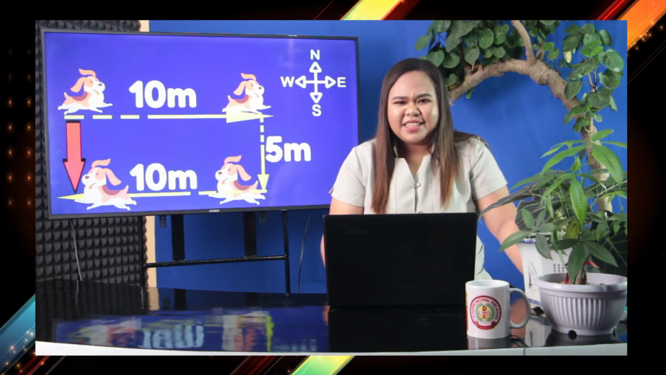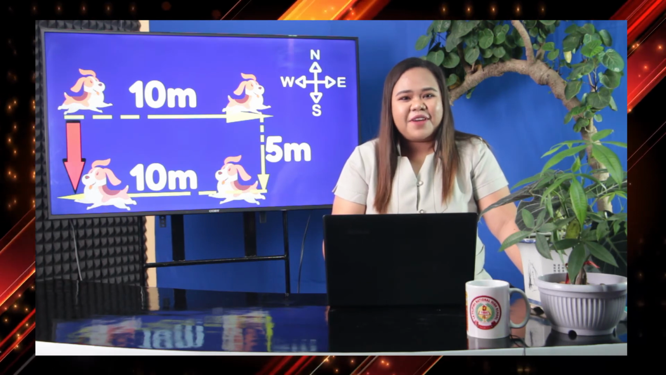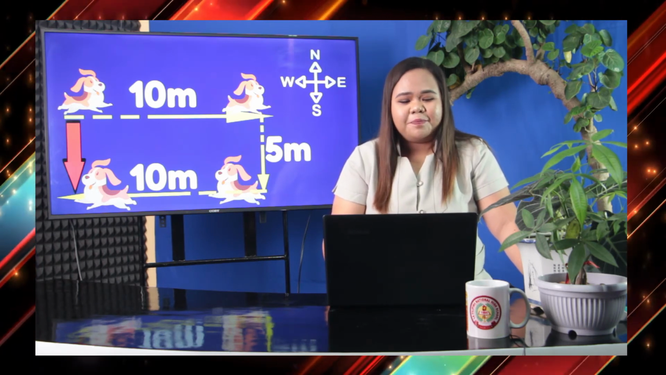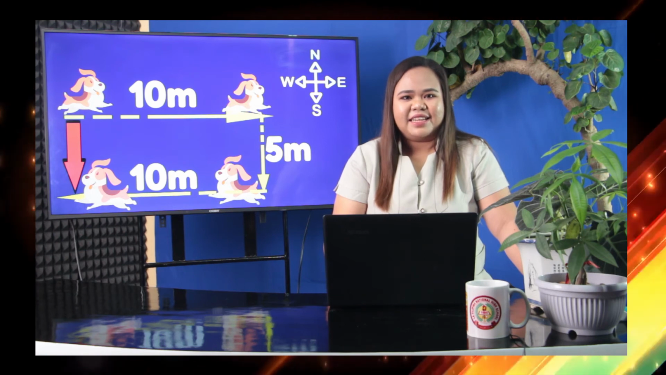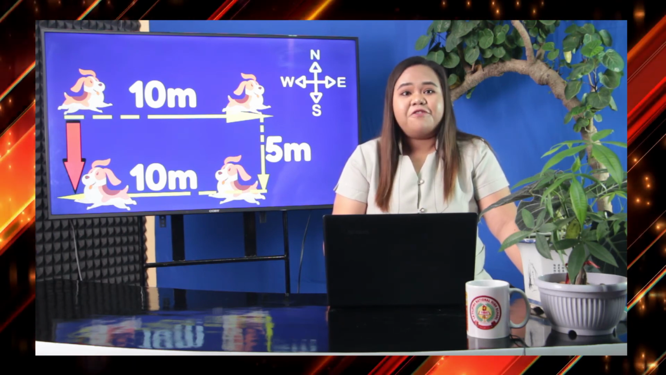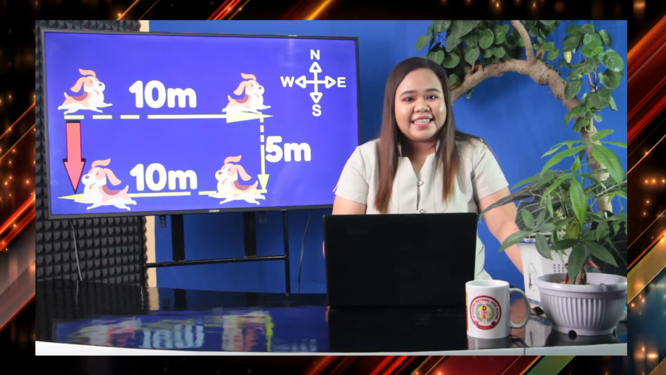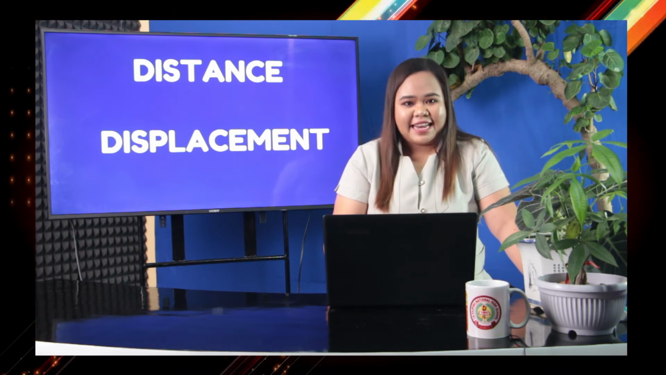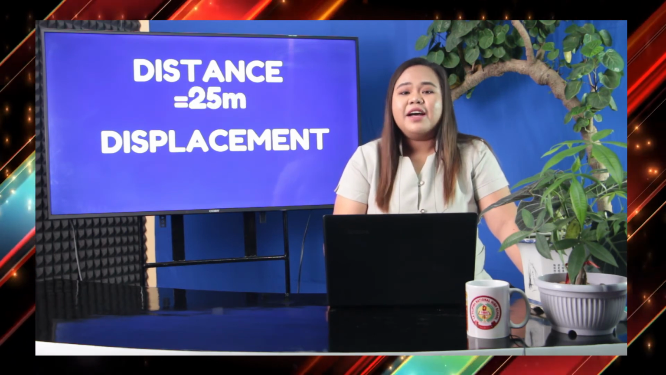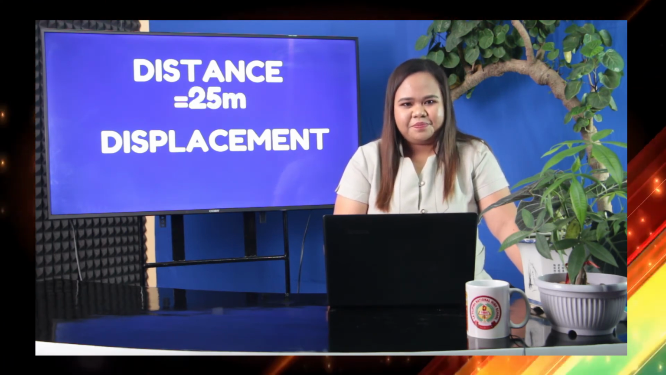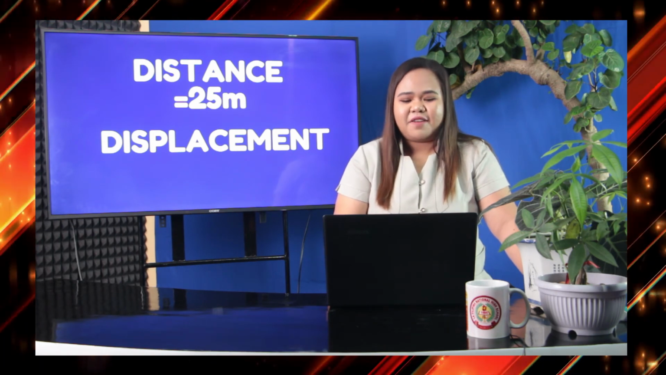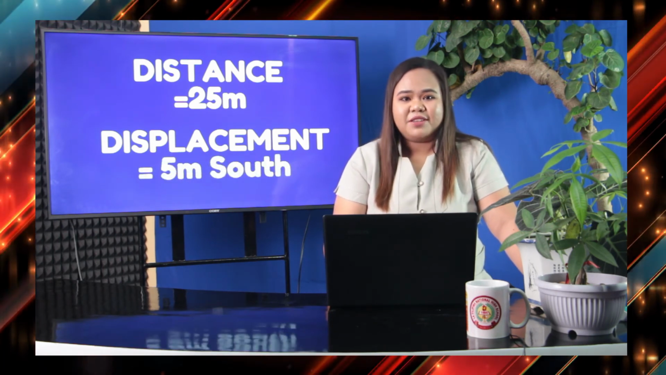In getting the distance, how do we do it? Okay, very good. We're just going to add it up. We have here 3 distances: 10 meters, 5 meters, and then another 10 meters. In getting the distance, just add it up. 10 meters plus 5 meters plus another 10 meters is equal to 25 meters. In getting displacement, the correct answer is 5 meters south.